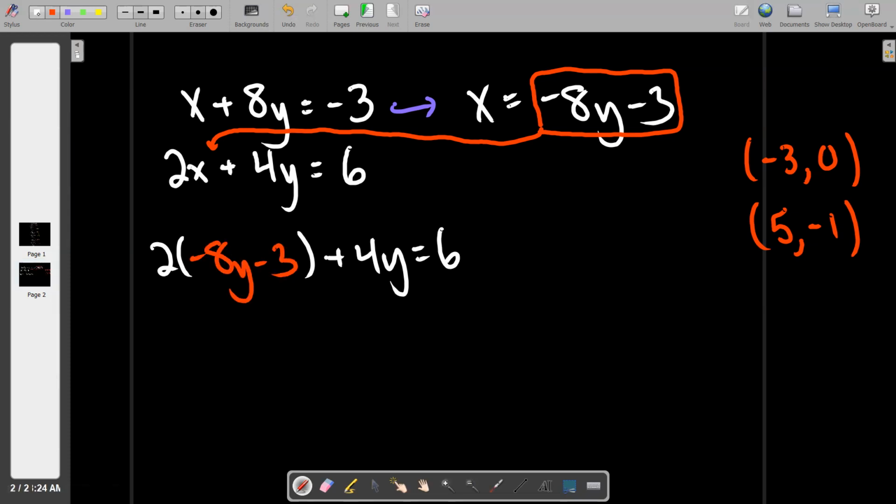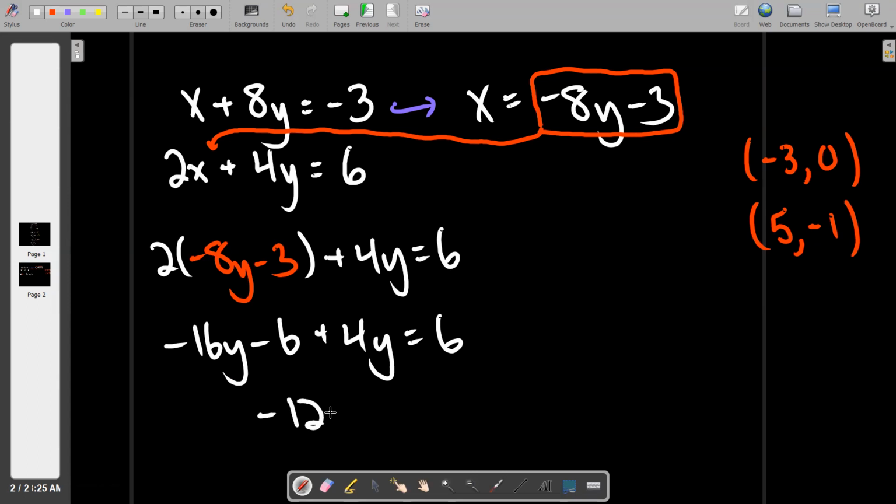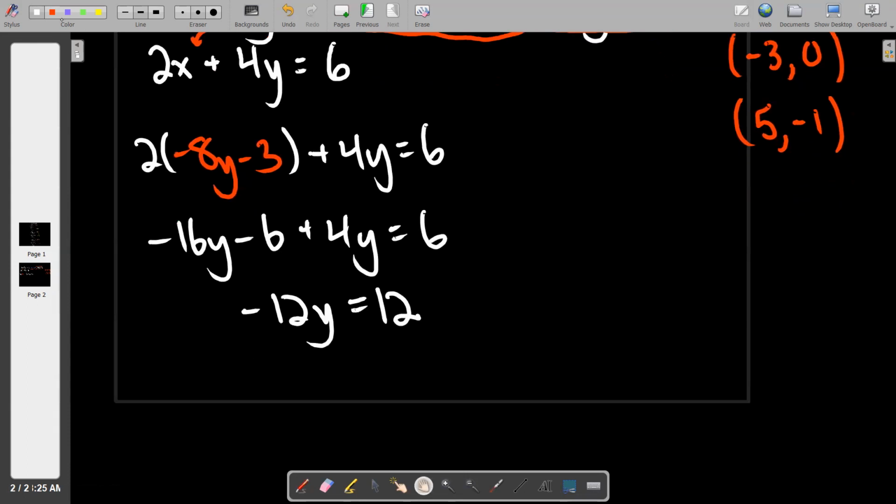Now, when I solve this equation, I'm going to get -16y minus 6 plus 4y. And again, here I go doing a couple different things at once. I'm going to combine my like terms, which makes -12y. I'm going to add 6 to both sides, which is going to give me 12. And that definitively tells me that y has to equal -1. So we know at least that the y coordinate is -1.